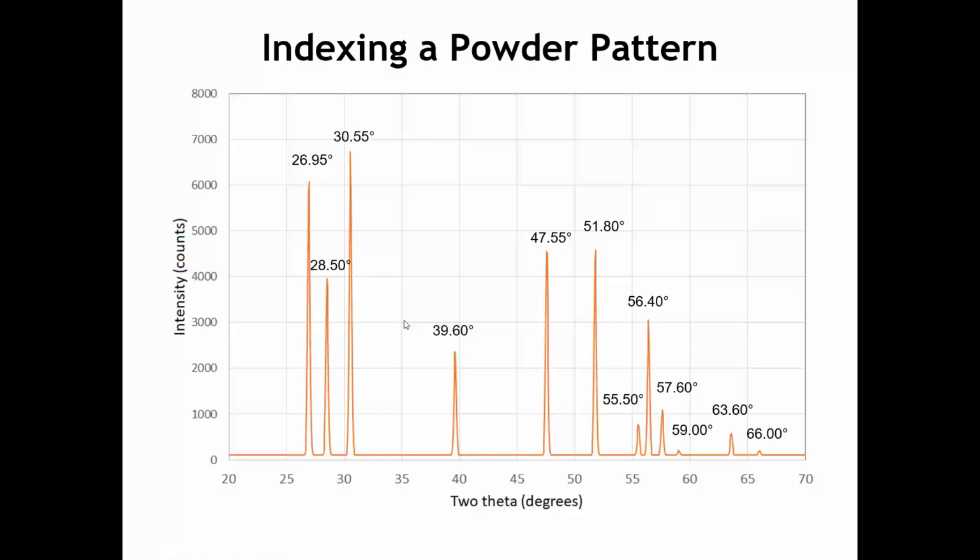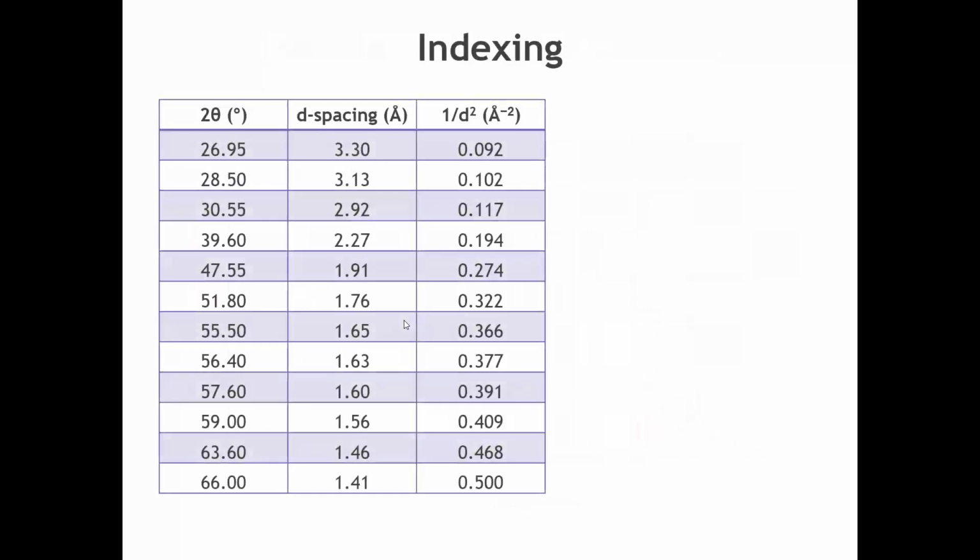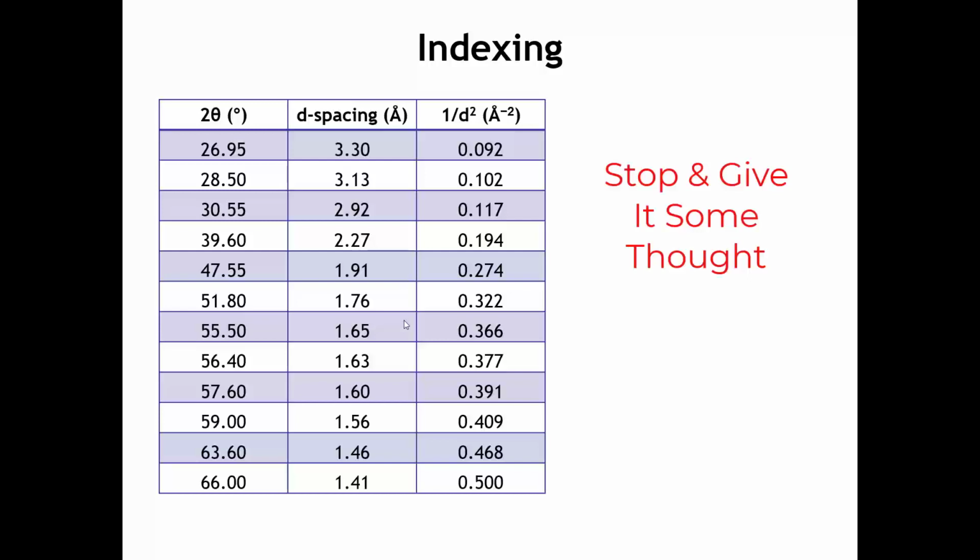I want you to try to index this powder pattern. I'm going to help get you started and save you a bit of computation by giving you the values of the d spacing and then the 1 over d squared. So with these values and what we've talked about earlier in this lecture, let's see if you can index this powder pattern, and then if so, determine the values of the unit cell constants.